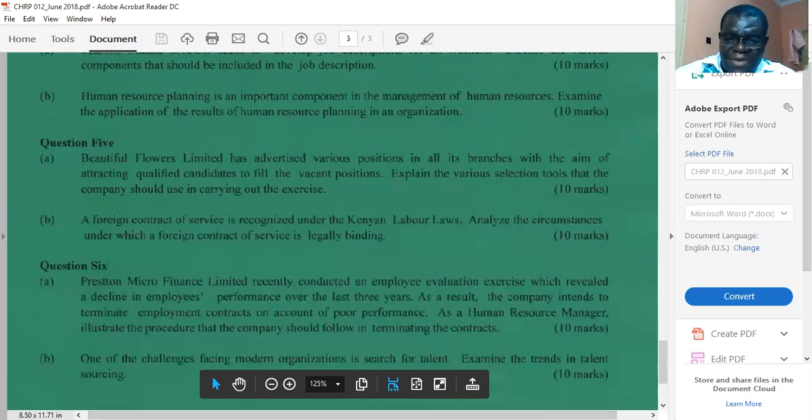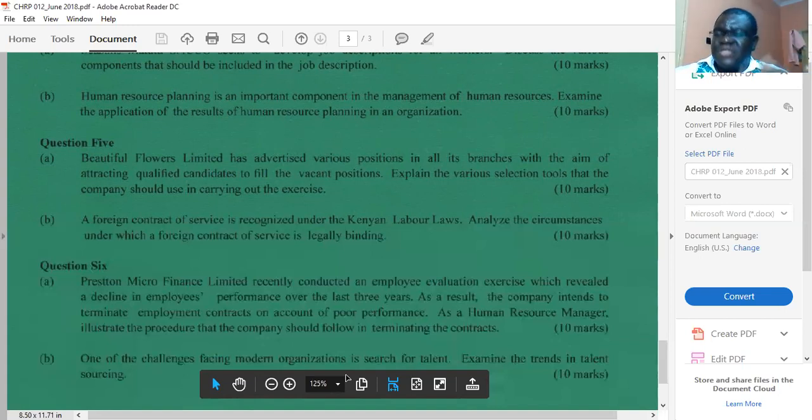The circumstances under which a foreign contract of service is binding should be about Part 11 of the Employment Act. We are looking at whether the contract is prepared using the designated form. If the contract is entered into where all the relevant facts are disclosed. If the contract is not through coercion or intimidation. If the nature of the engagement is clear that the employee will not be getting into slavery-like conditions.